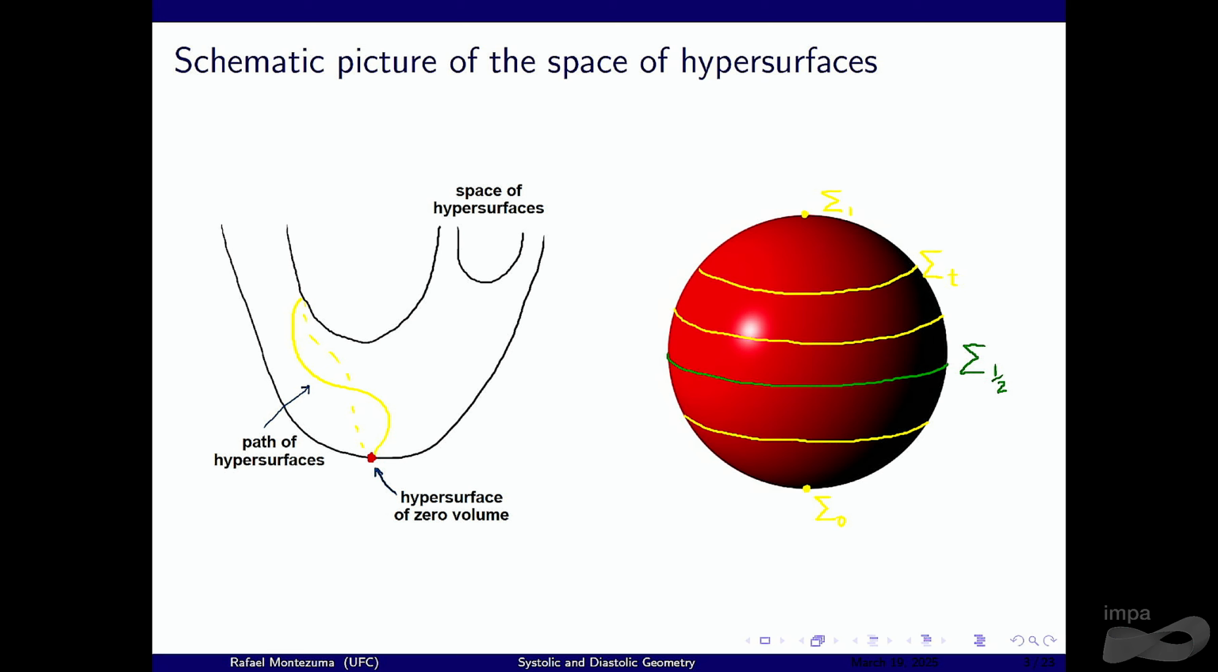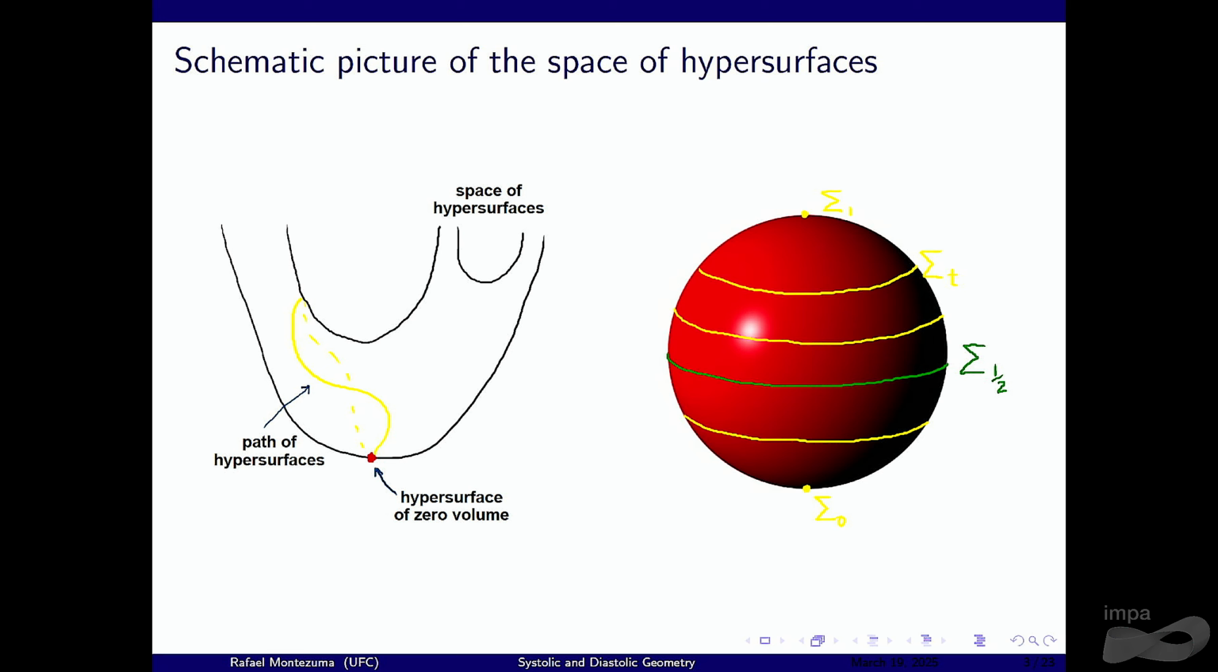Let me just explain very briefly with this picture, at least the picture on the left appeared maybe yesterday in Andre's talk. I'm trying to make a picture here of the space of hypersurfaces, and I'm considering a path of hypersurfaces starting and ending. This yellow path starts and ends in this hypersurface indicated by the red point, the hypersurface of zero volume, and this path detects some non-trivial topology in this space of hypersurfaces. And on the right, I have what would be this path in the ambient.